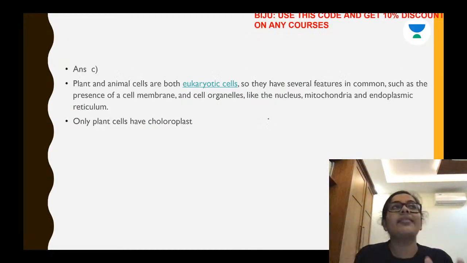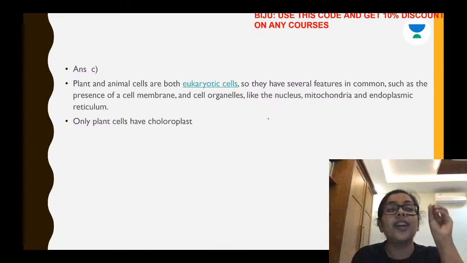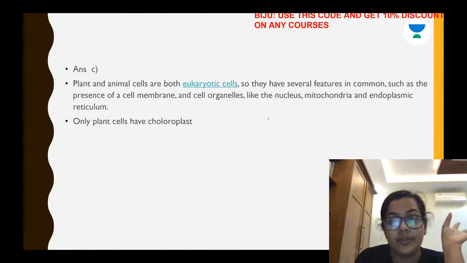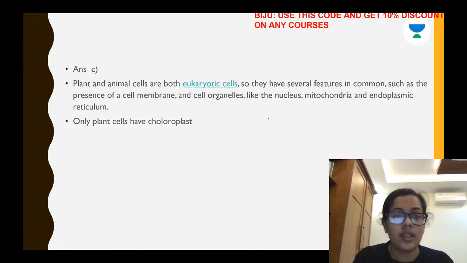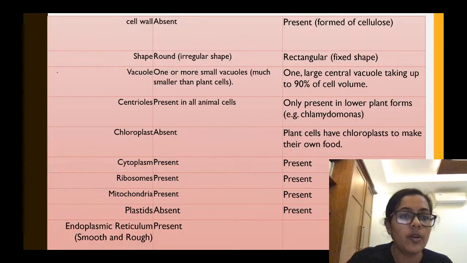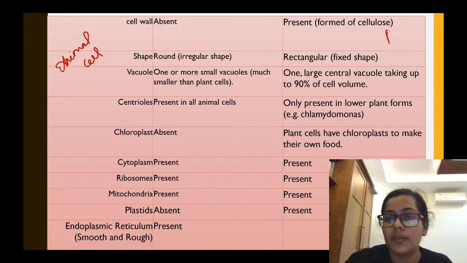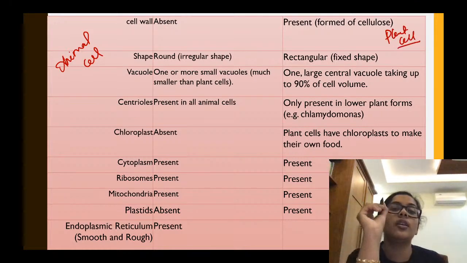So both plant cells and animal cells, what are they? They are eukaryotic cells, and so they have many functions in common. Only plant cells have chloroplast. This is all about the animal cell and the plant cell. What is present and what is not present, we are going to discuss in detail.